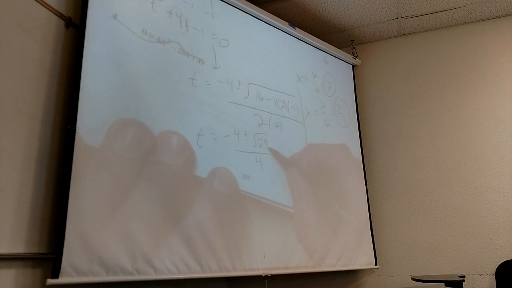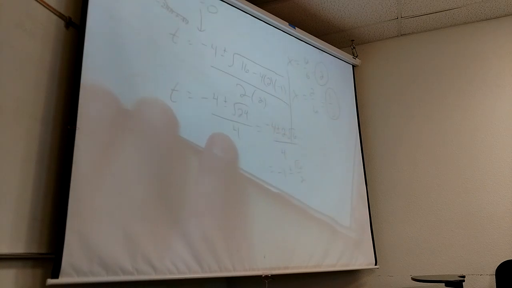Can I do anything with the square root of 24? Yes, I can factor 4. So negative 4 plus or minus 2 rad 6, because this is 4 times 6. The square root of 4 is 2, all over 4. And then I could do one of two things. I could either break this up. Negative 4 divided by 4 is negative 1. 2 over 4 is 1/2. So I can write it like that.